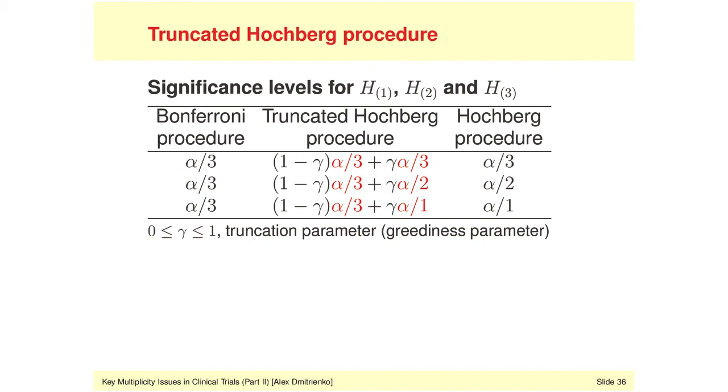And to be able to compute the adjusted significance levels for a truncated Hochberg procedure, we simply take a convex combination of those two columns. That is what we see in the central column in this table. The convexity parameter in this convex combination is known as the truncation parameter. It is denoted by gamma. We can think about it also as a greediness parameter. This parameter ranges from 0 to 1.